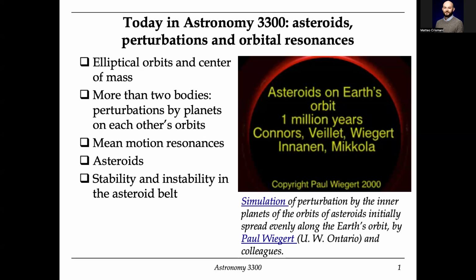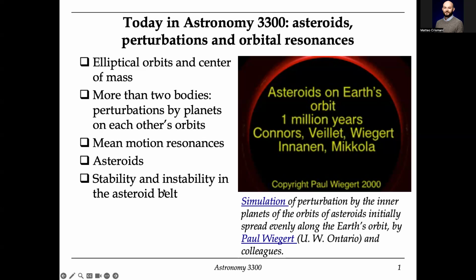Okay, so we're going to be talking about asteroids because they are a great explanation of some of the perturbations we've been seeing in these systems. We're going to look at the distribution of them, and then we're going to go into the three-body diagrams so that we can understand orbiting.